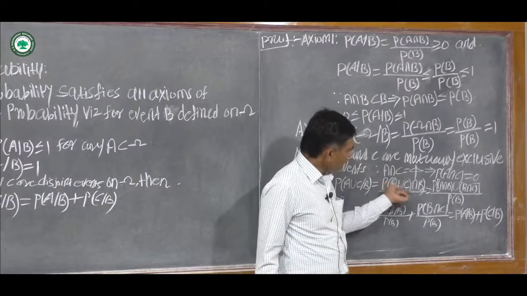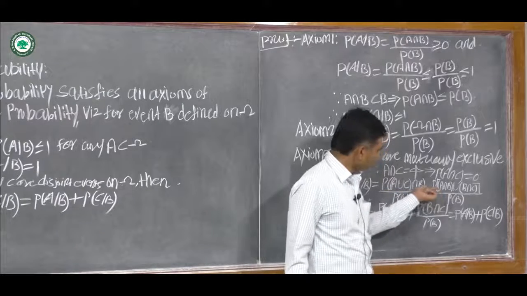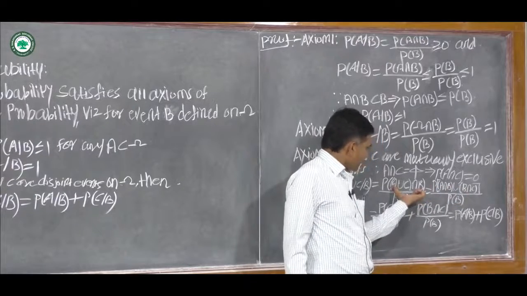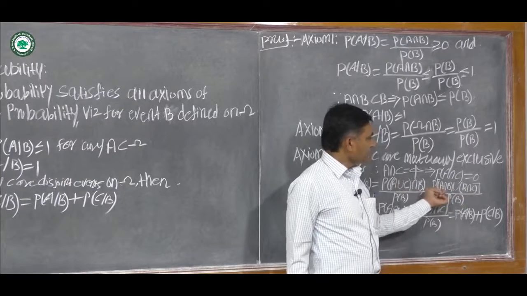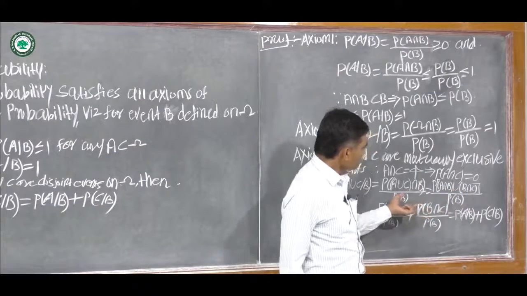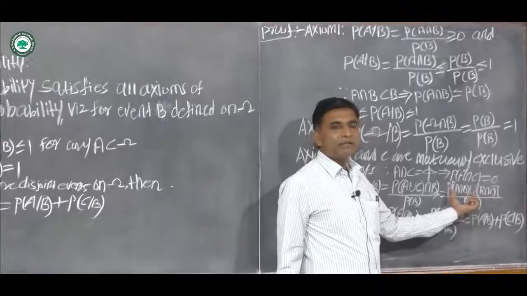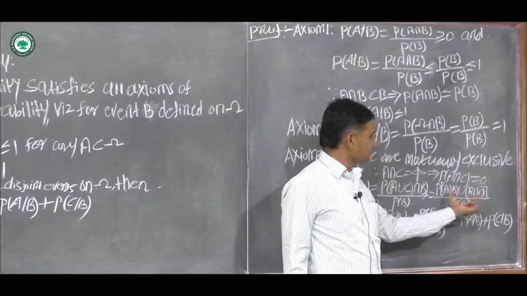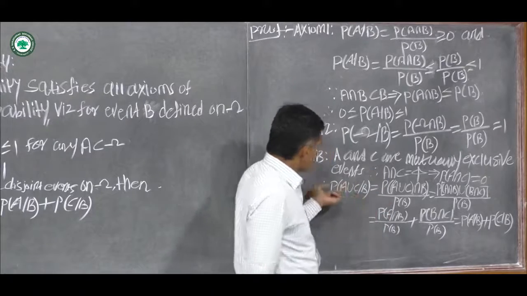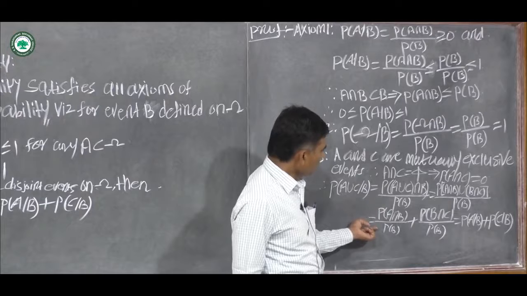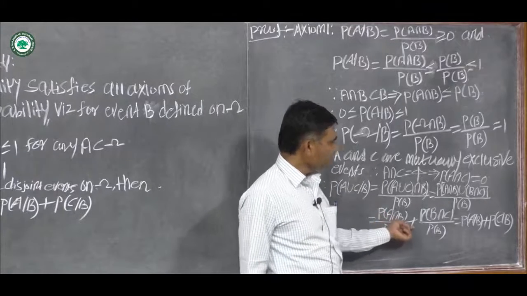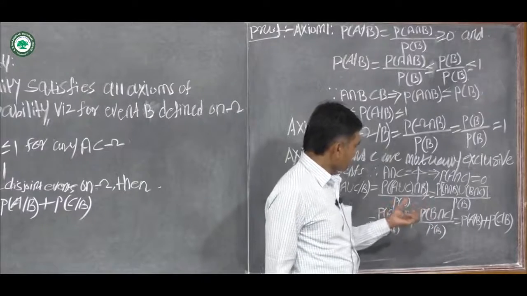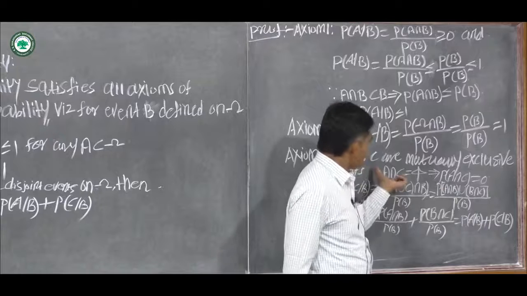Now, A union C intersection B can be written as A intersection B union B intersection C. Means this event can be written in this way: A intersection B union B intersection C. Now, here we use the addition theorem, and using the addition theorem, the probability of A union C given B is equal to probability of A intersection B upon probability of B plus probability of B intersection C upon probability of B, since the events A and C are mutually exclusive.